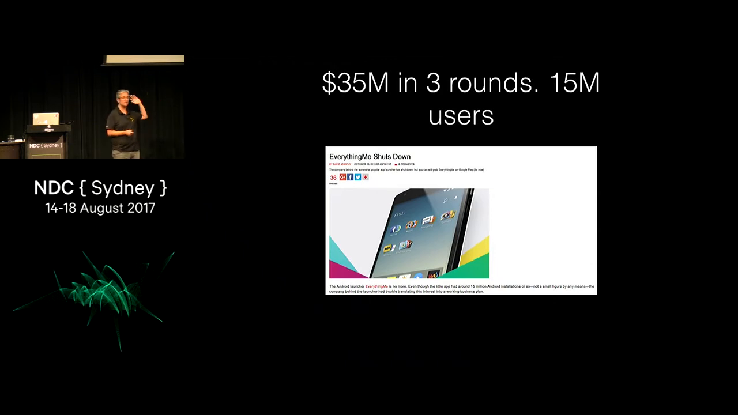I used to use this. It was the most awesome thing in the world. It was an Android start menu thing. It was called Everything Me, and it was revolving everything around me. For narcissists, it was fantastic. And it had 3 rounds, $35 million in funding, 15 million users, and it shut down. Why? Well, they didn't really think of a business model, right?